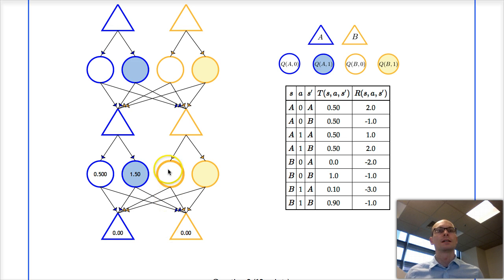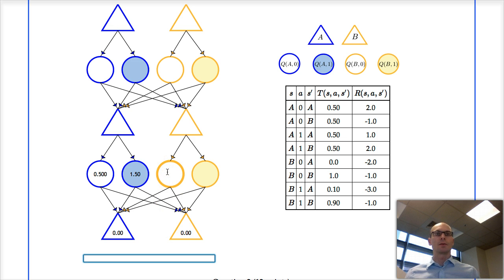Here's our value. Then here we have, we're in state B, we just took action 0, so we are in this section of the table here. There is 0 probability that we transition to state A, and probability 1 we transition to state B with a reward of -1. So we have 0 times -2.0 plus the value at the next time, which is 0, plus 1.0 times a reward of -1 plus 0 at the next time. That's our value here.